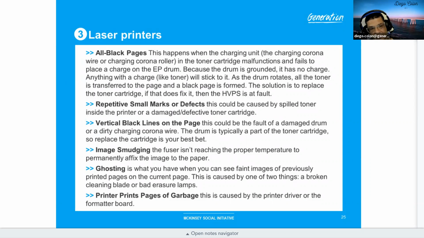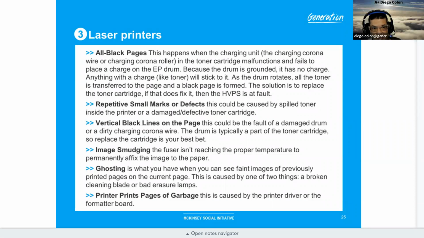Repetitive small marks or defects. This could be caused by spilled toner actually inside. You'll be surprised, especially when people take out the tape, or if it is the actual bucket that they're refilling the toner from, where they unfortunately do this on top of the printer, or if it is a cheap aftermarket toner cartridge that actually starts leaking toner inside and creates this.